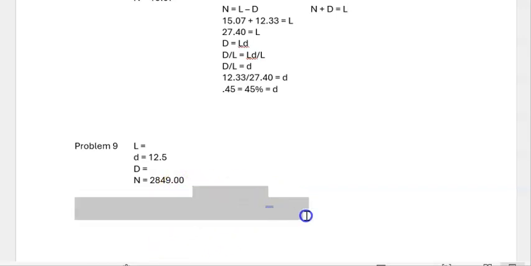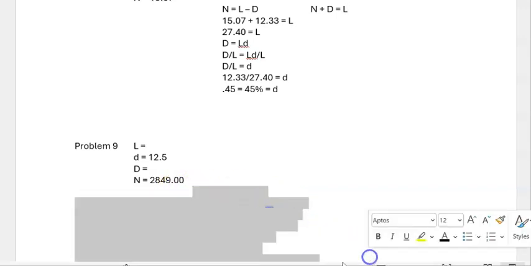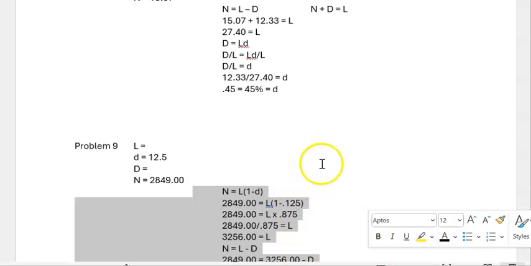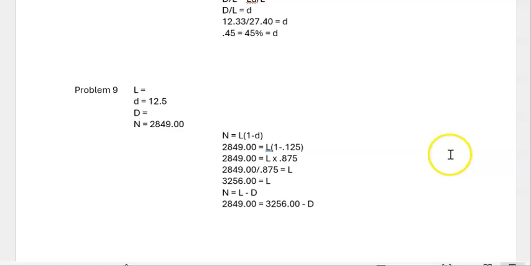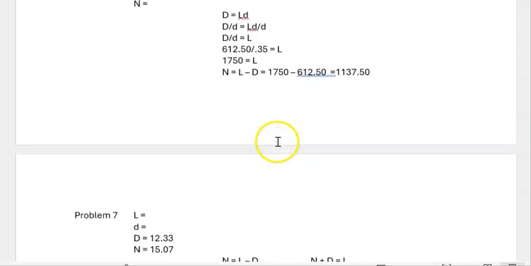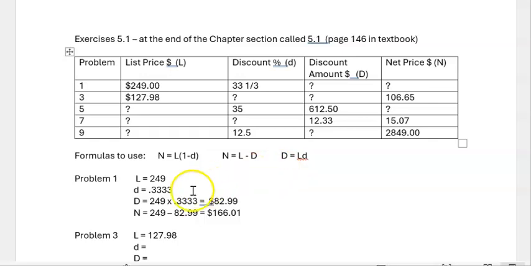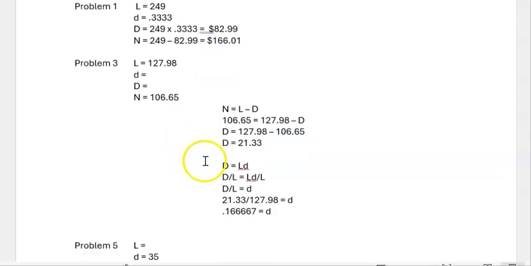All right, and let's get number 9 done before we run out of time. Okay, so we need to know what our list price is. We need to know what our discount amount is. So the things that we know are our discount percentage and our net price. So if we go up here to the formula, discount percentage and net price. So the easiest formula to use is your net price equals our list multiplied by 1 minus our discount percentage.